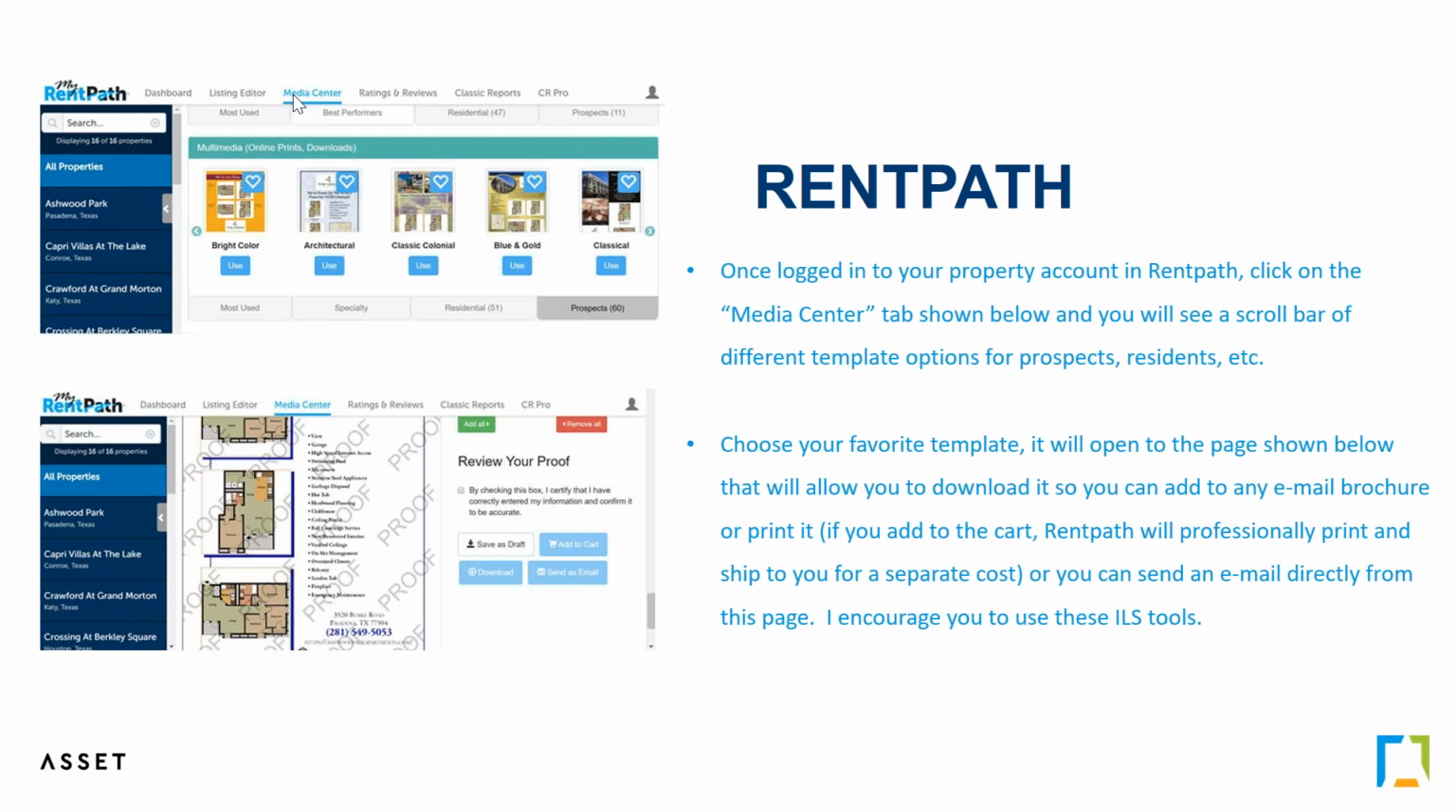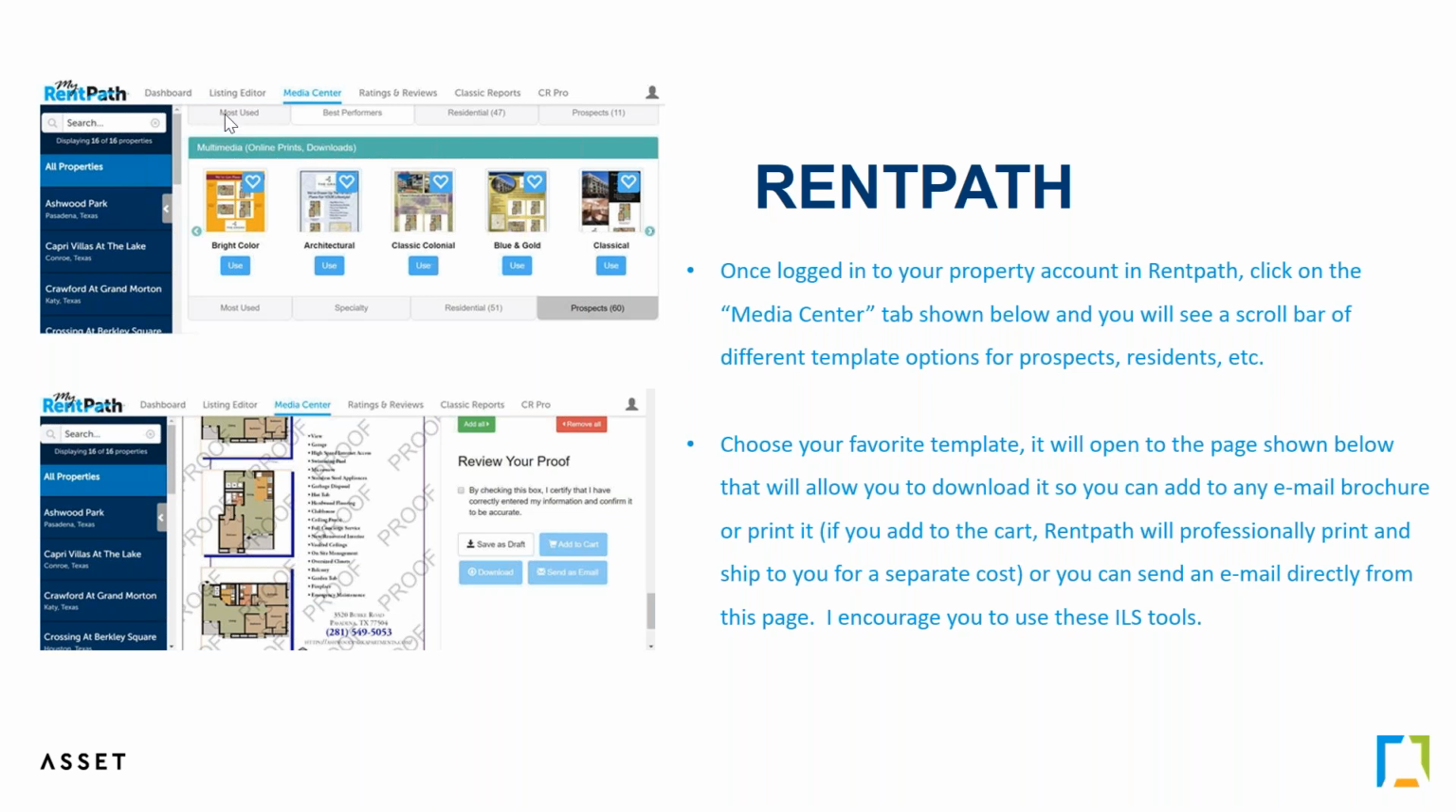You're going to click on that third tab, the media center. It's lit up in blue here. And that's where you're going to click to find RentPath templates. You can see there's just a few here, color, maybe it's architectural, classic. There are tons of different templates for you to choose from.